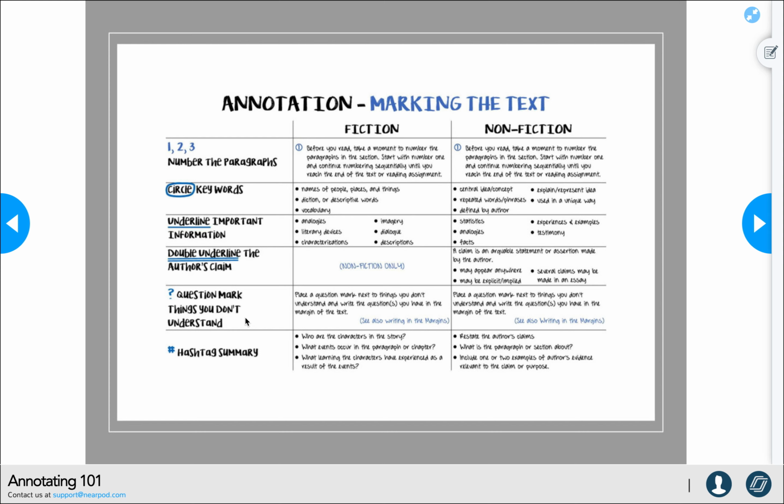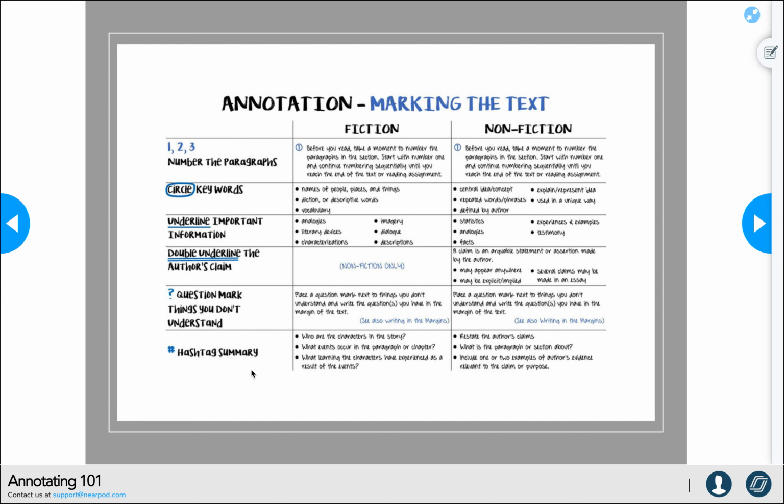Question marks for things that you don't understand, or maybe information that's missing. Any type of questions you have, you want to place a question mark next to it. And you're going to want to use your context clues to help you decipher any words that you don't know or something that you don't understand. I'm really going to be calling on you to use those context clues in both fiction and nonfiction.